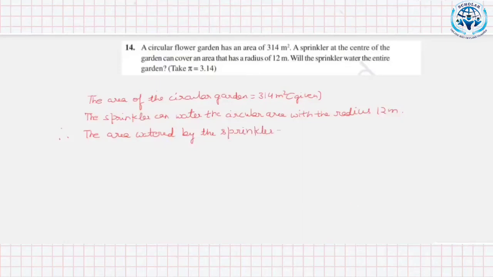The area watered by the sprinkler is equal to pi r square. R is given, 12. The area is 452.16 meter square. We will compare this area with the given area. That means this area is greater than 314. That means the sprinkler will water the whole area, the whole circular area of the garden, 314 meter square.